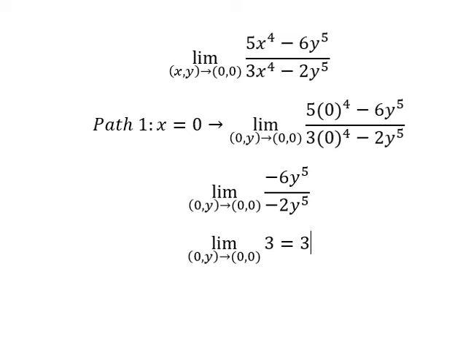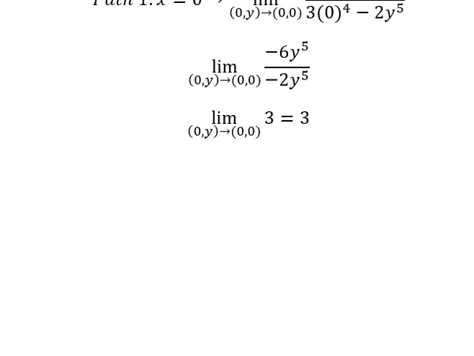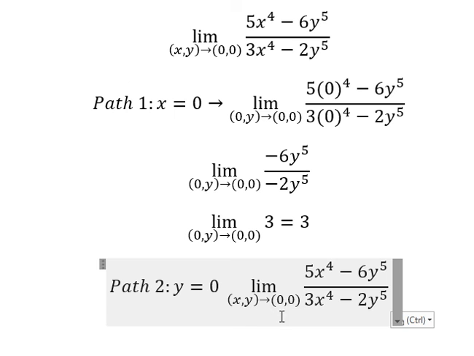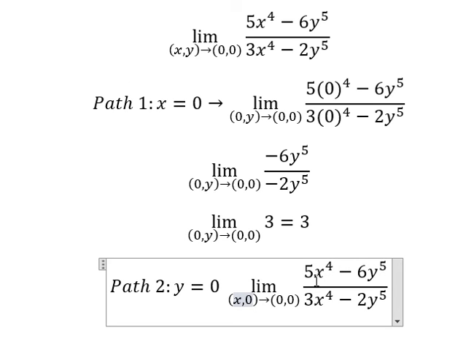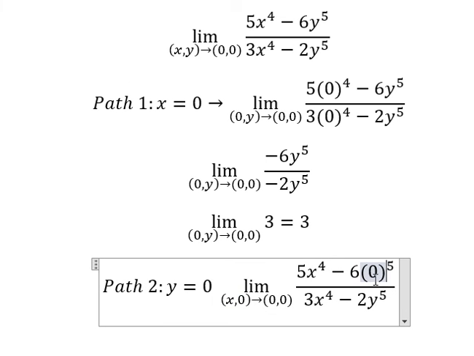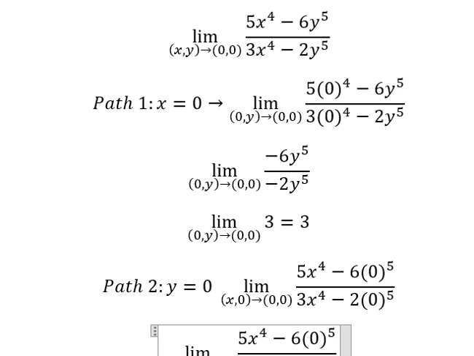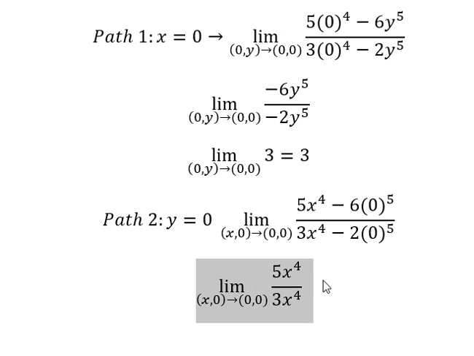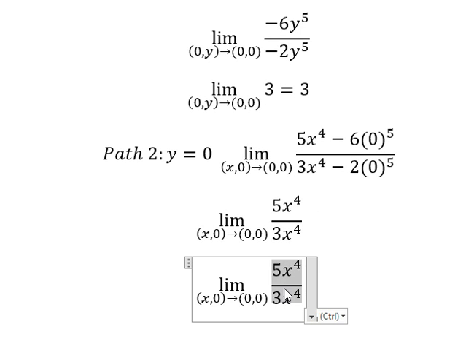Now, let's consider part number 2. That's about y equal to number 0. So, we put number 0 in here. Number 0 goes here and here. So we simplify this one. So we simplify the factor and we have 5 over 3.